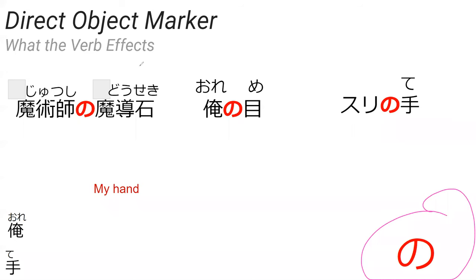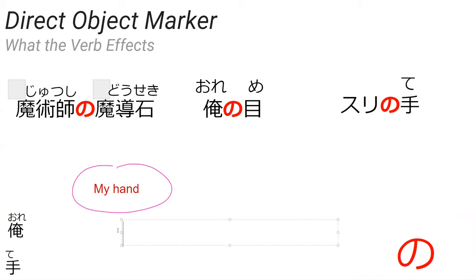Do you know what this word is? Mae, meaning in front of. Perfect. So our next grammar is no, which is basically used when we want to describe nouns with other nouns. What does this mean? Ore no me. This means my eye. Perfect, my eye. So how would you say my hand in Japanese? Ore no te. Perfect, ore no te.